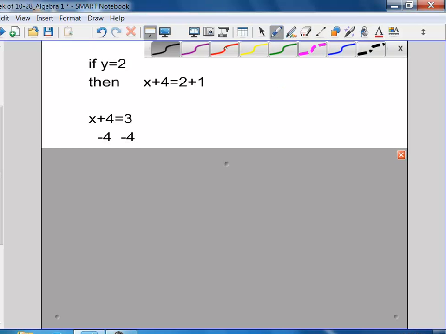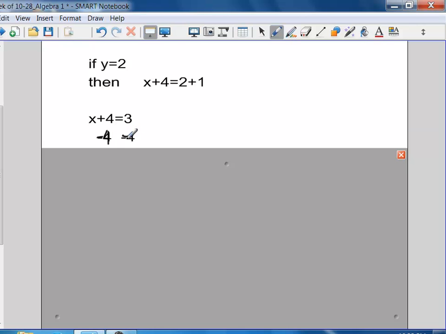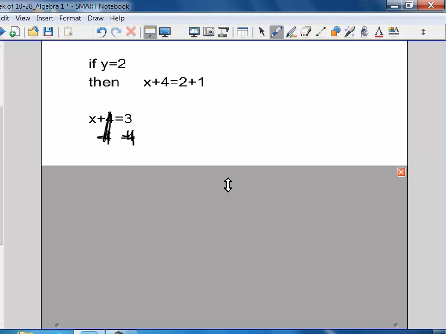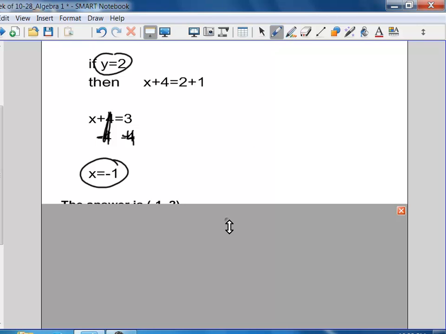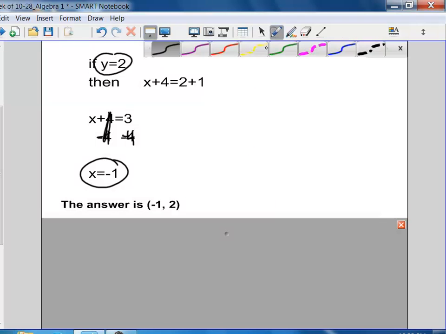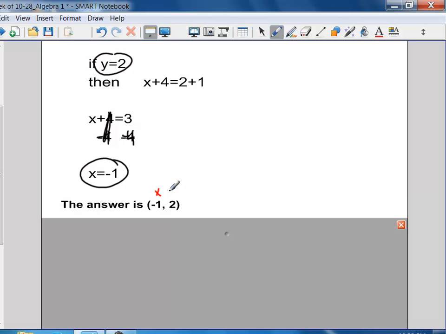Subtract 4 from both sides. So this is when we're basically saying, we subtract 4, right? This cancels out. We get x equals, well, as we do 3 minus 4, we get negative 1. So we have what x equals. We have what y equals. So if we have what x equals, we have what y equals. We write the answer here, the x first and the y second, negative 1, comma 2.